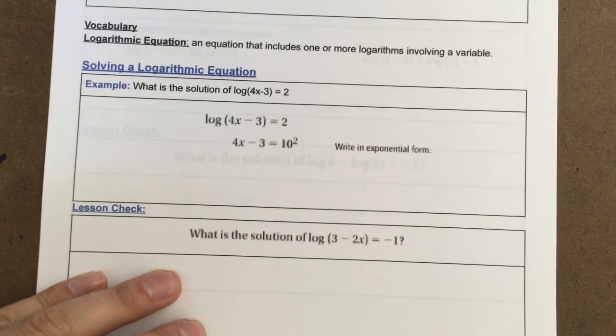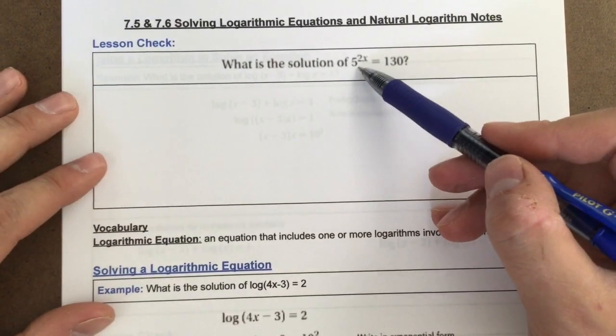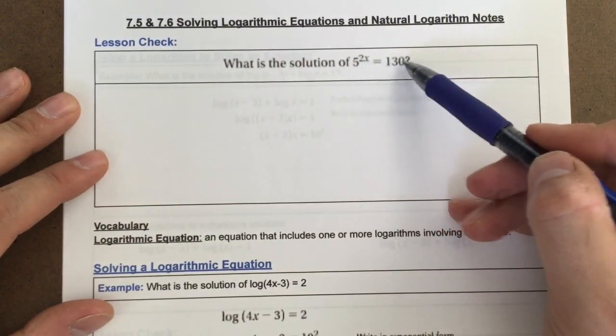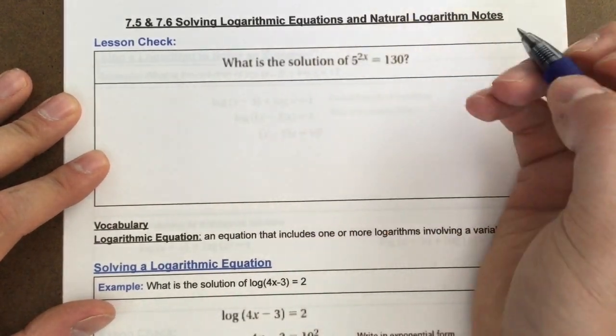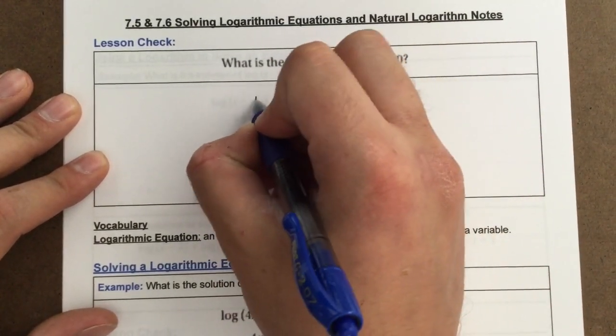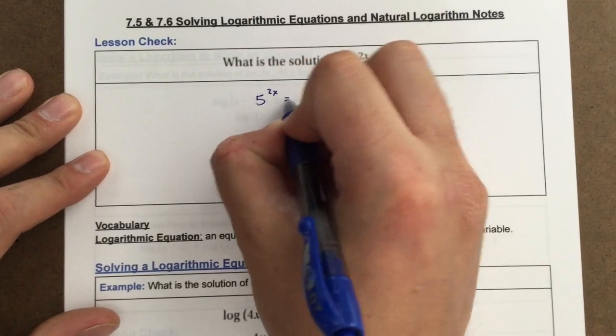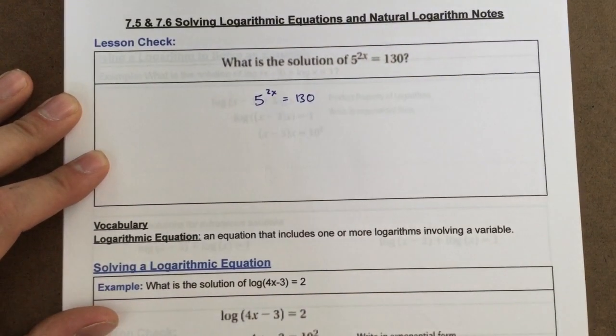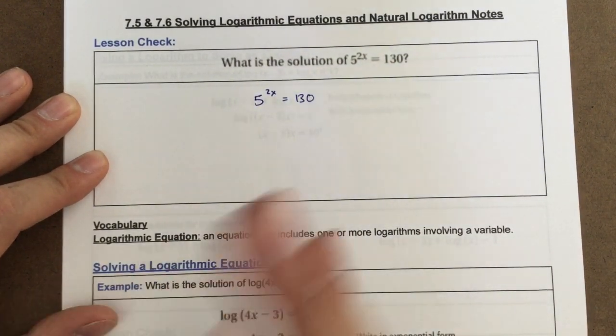Let's take a look at an example. What is the solution of 5 to the 2x power equals 130? So we got to solve for the missing variable here. So I'm going to write 5 to the 2x equals 130. I'm going to take the log of both sides.